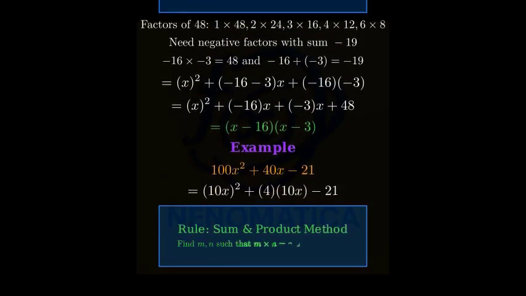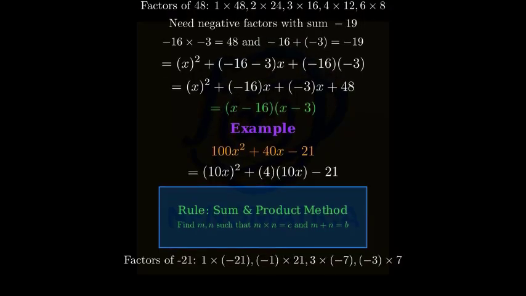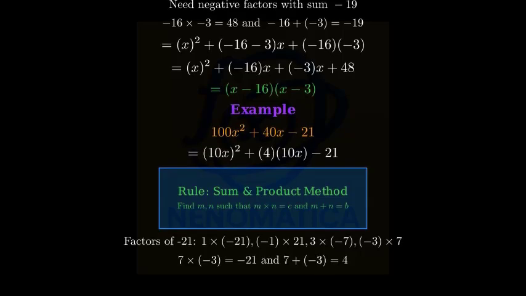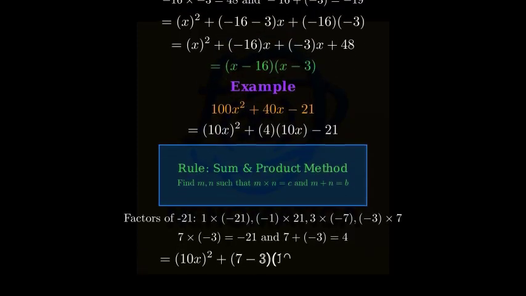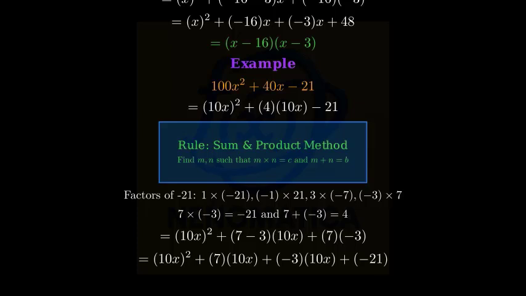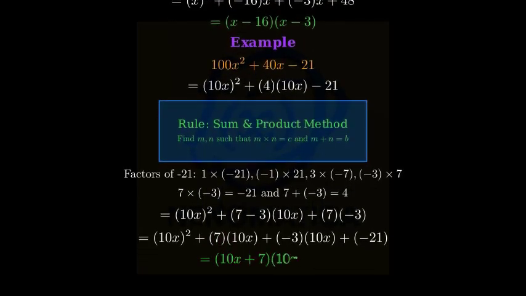The factors of negative 21 are 1 and negative 21, negative 1 and 21, 3 and negative 7, negative 3 and 7. Since we need a sum of 4, we need one positive and one negative factor. The factors 7 and negative 3 multiply to give negative 21 and add up to 4. So we can rewrite our expression as 10x squared plus 7 minus 3 times 10x plus 7 times negative 3. This simplifies to 10x squared plus 7 times 10x minus 3 times 10x minus 21. Now we can factor this as 10x plus 7 times 10x minus 3.